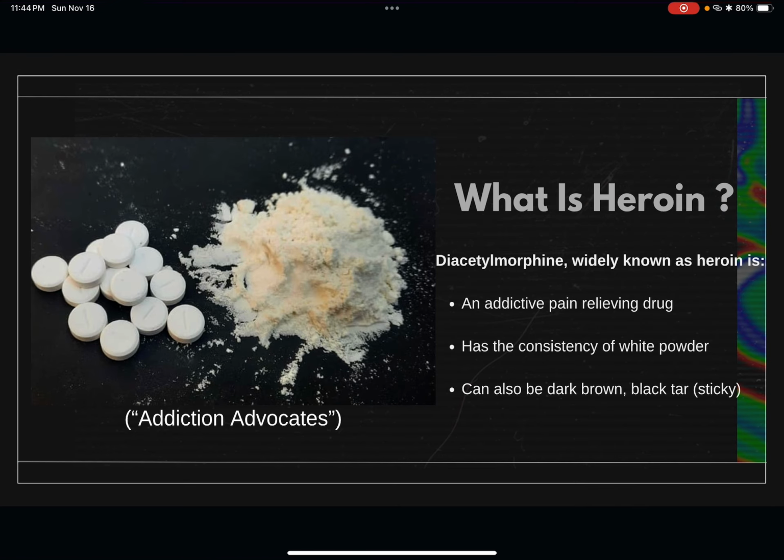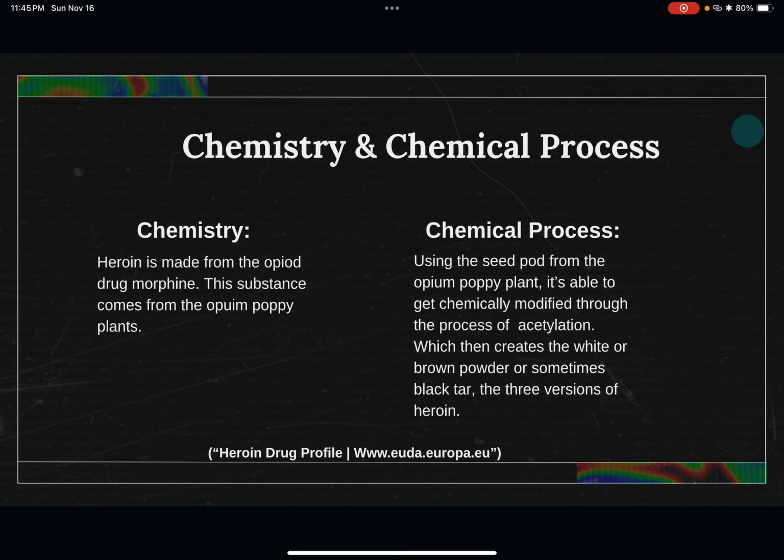What is heroin? As we know, heroin is an addictive pain-relieving drug. As you can see, it comes in pills and powders, but it can also come in different colors such as dark brown or black, because the black is like a black tar that's sticky when it's first formed from the plant. Like I said, it comes from a plant. This substance comes from the opium poppy plant, but heroin is made from the opioid drug morphine. It's like another version of morphine.